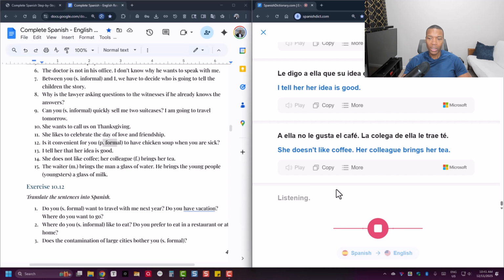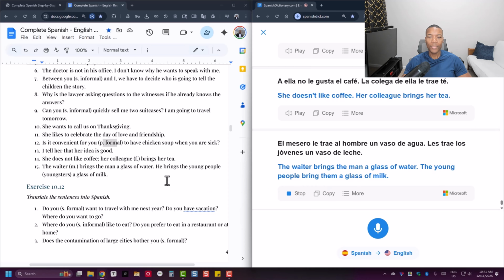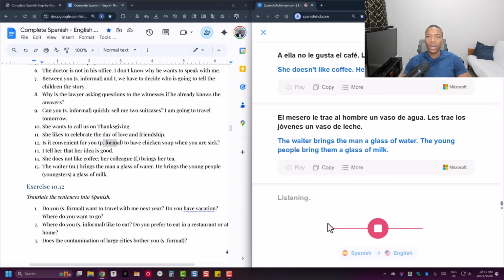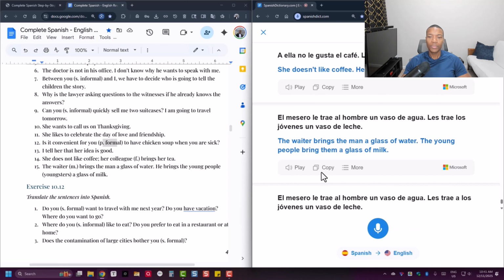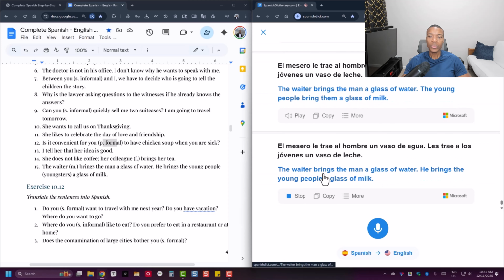Les trae los jóvenes un vaso de leche. The waiter brings the man a glass of water. The young people bring them a glass of milk. No, he brings to the young people. Les trae a los jóvenes. El mesero le trae el hombre un vaso de agua. Les trae a los jóvenes un vaso de leche. The waiter brings the man a glass of water. He brings the young people a glass of milk.